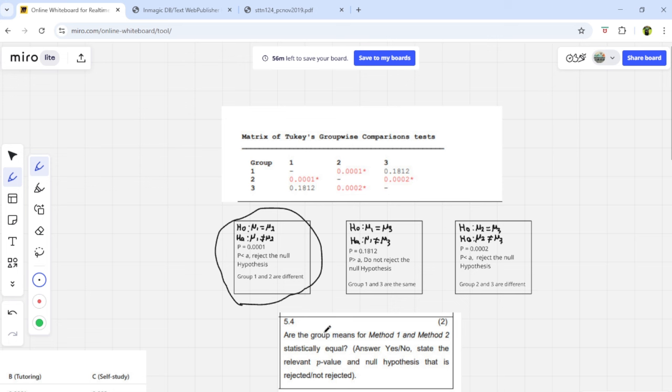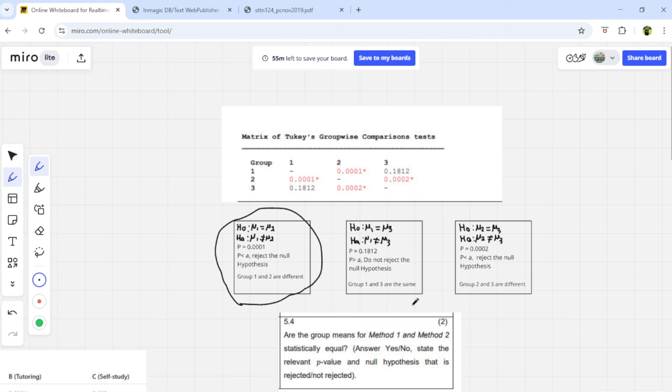So it depends on how the question is structured when it comes to Tukey's groupwise comparison test. For example, they can say which groups are the same. So you're going to say group 1 and group 3 are the same. They might say, are group 1 and 3 the same? Yes. Write the null and alternative hypothesis. This is the null and alternative hypothesis. Give the relevant p-value. This is the p-value. Make a decision. This is the decision. P-value is greater. You do not reject the null hypothesis. And then you say group 1 and 3 are the same.